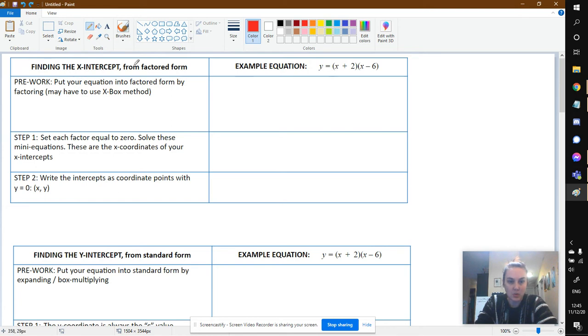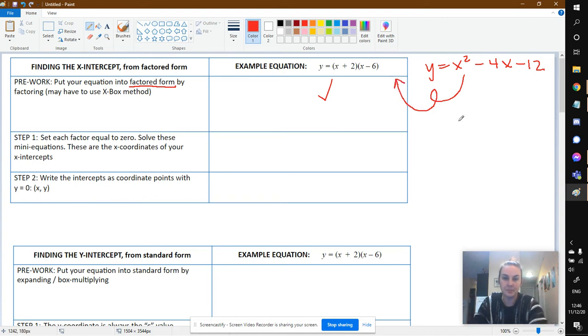There are 2 x-intercepts. The pre-work is putting our equation into the right form, right? Here, our equation's already in the factored form. We don't need to do anything to this. If we were given something that looked different, our first step would have been to factor it by using the Xbox method or just regular factoring. But no pre-work for this one, we're already in factored form.